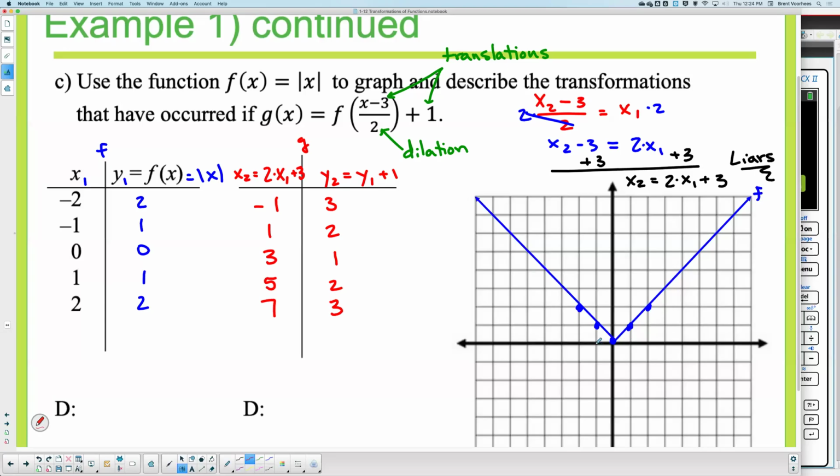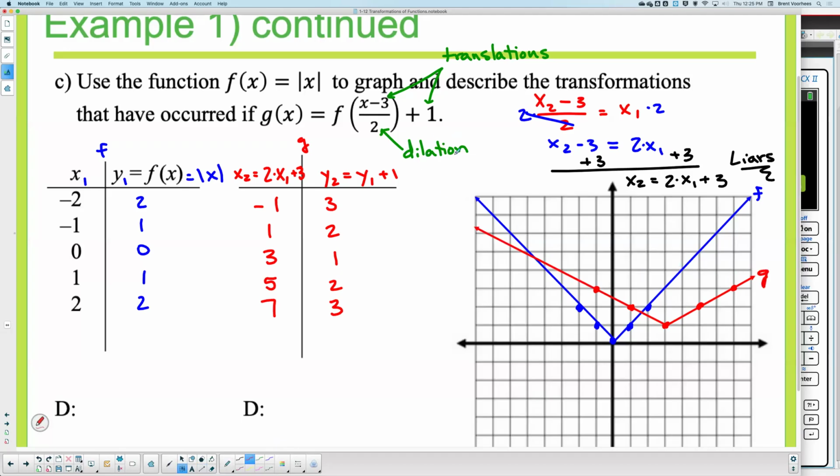Now I'll plot these points. So -1, 3. 1, 2. 3, 1. 5, 2. 2, 3, 4, 5, 5, 2. And finally 7, 3. This would be the graph of G.